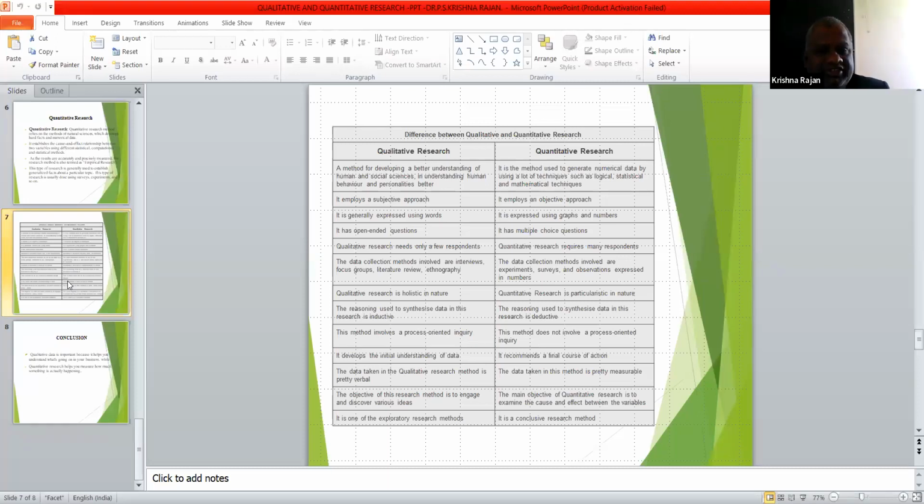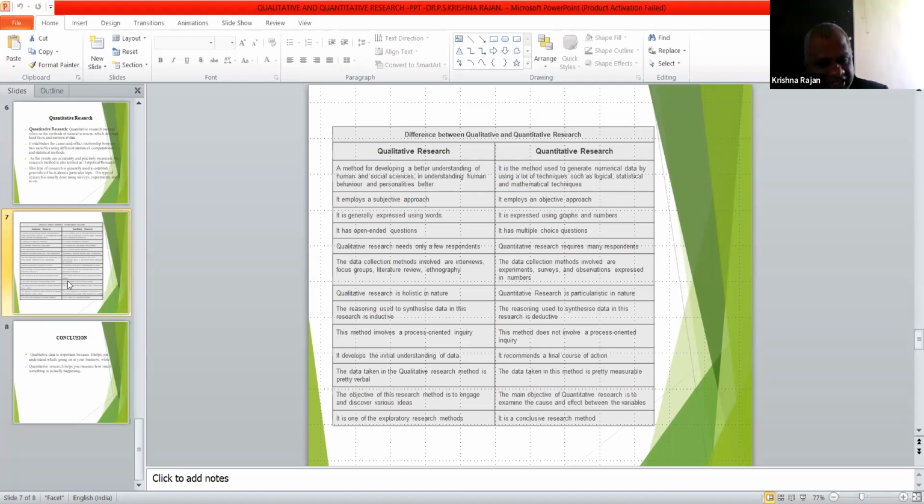And coming to qualitative, it uses open-ended questions, whereas quantitative uses multiple choice questions. The data collection methods involved are interviews, focus groups, literature review, and ethnography in qualitative research, whereas the data collection methods involved in quantitative research are experiments, surveys, and observations, various in numbers. Qualitative is holistic in nature, whereas the quantitative technique is particularistic in nature. The reasoning used to synthesize data in this research is inductive, whereas the reasoning for quantitative is deductive.